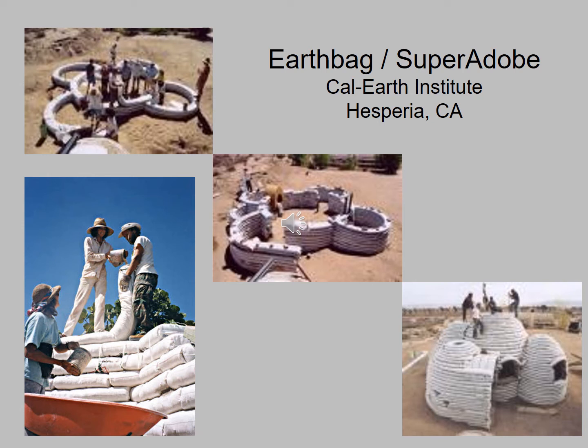In Hesperia, California, here in Southern California, is the earth bag kind of mecca, the Cal Earth Institute, where they've experimented and made quite a few earth bag super adobe type homes. That's all the pictures you've seen. These last three images are all from Cal Earth, and even that really finished one when you were looking at the inside.